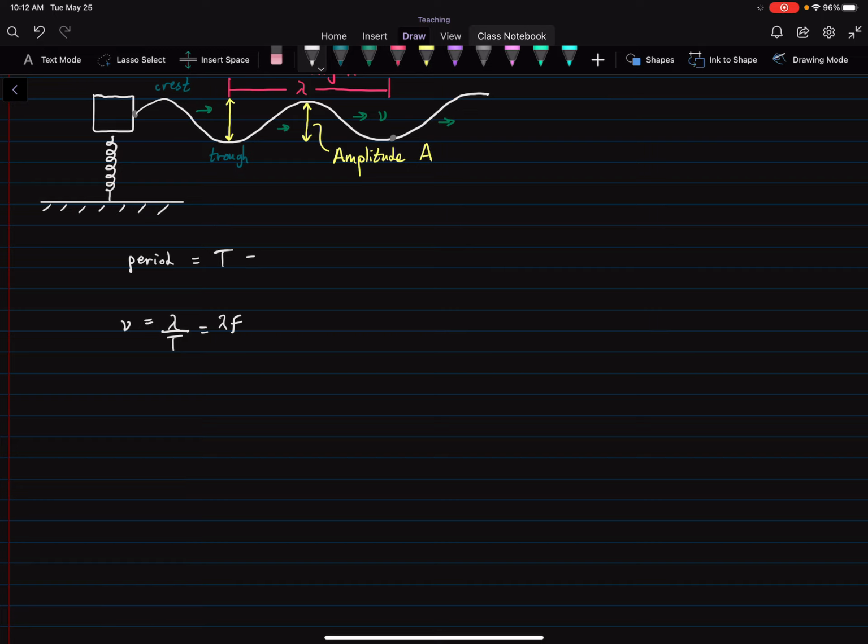The units of frequency are cycles per second, and the units of period are the inverse, seconds per cycle. So they're inverses of each other.